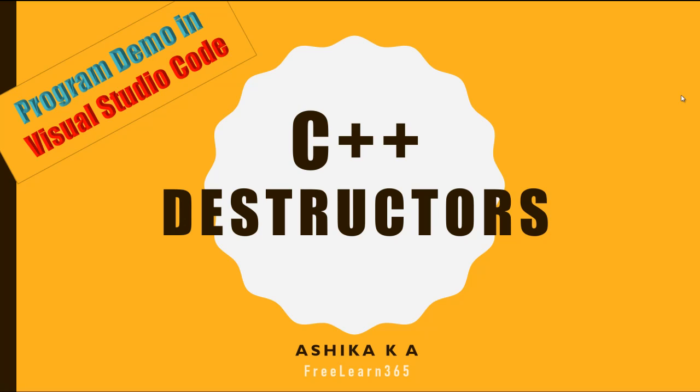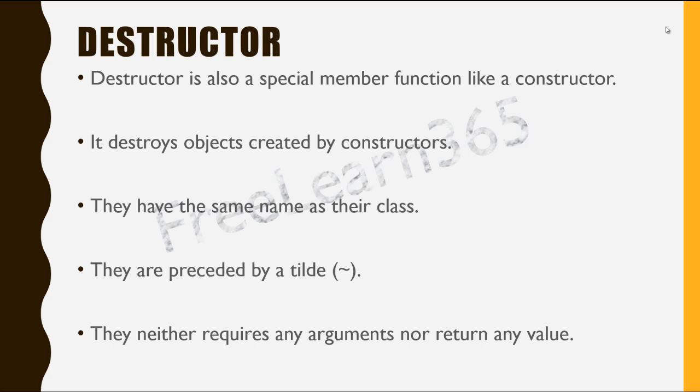In today's video, we are going to learn about destructors. A destructor is a special member function like a constructor. It destroys objects created by constructors. Destructors have the same name as their class. We know that constructors also have the same name as their class, and the destructor also has the same name as its class. Destructors are preceded by a tilde sign. They neither require any arguments nor return any value.